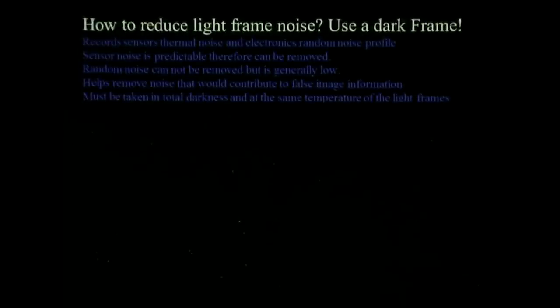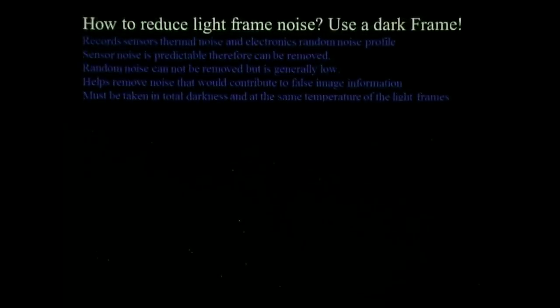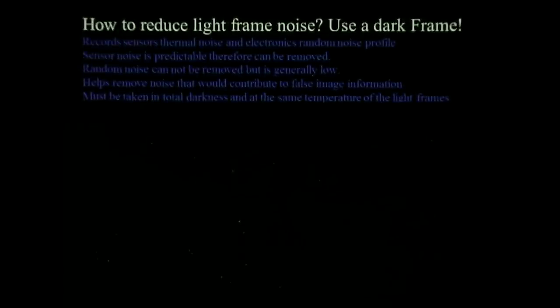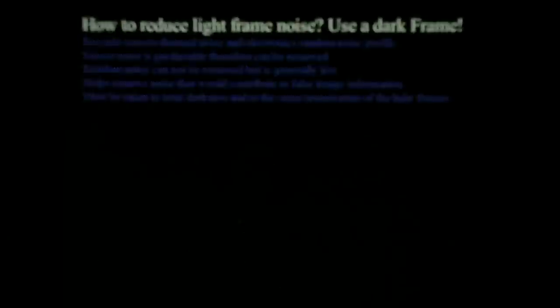So how do you get rid of it? Use a dark frame. A dark frame is nothing more than another exposure, but the front of the scope is covered. Some people used to use hats in the old days. Now they have electronic shutters that will go in front of the CCD and block off the light. Again, because this is very predictable, you can subtract this from the light frame. The only thing you can't get rid of is random noise, because by nature it's random. But the levels are very low. The typical readout noise on a good CCD today is anywhere from 15 electrons under. They're averaging now about 7 electrons.